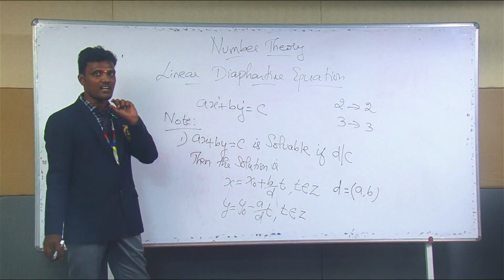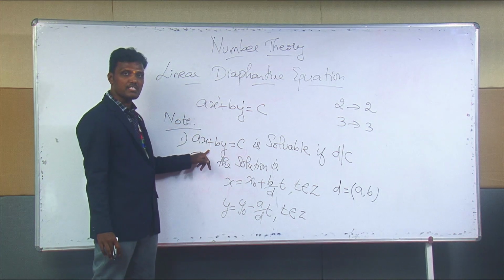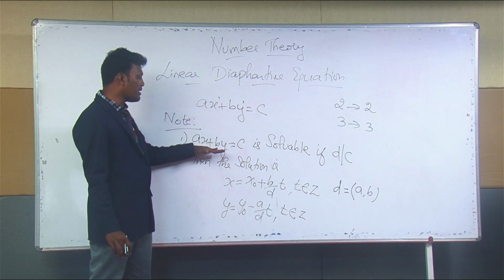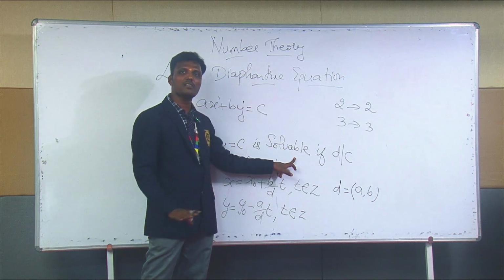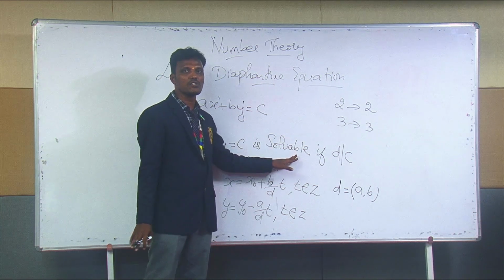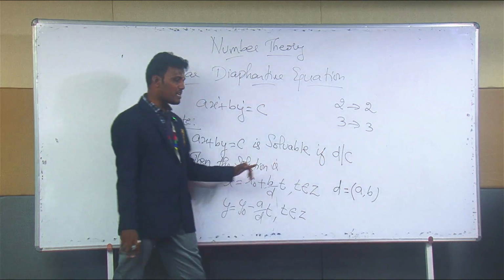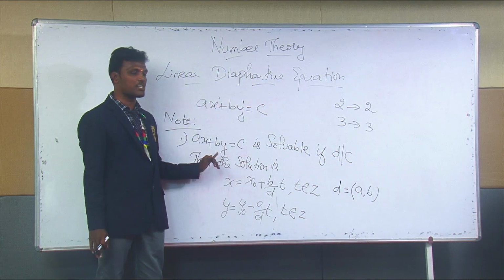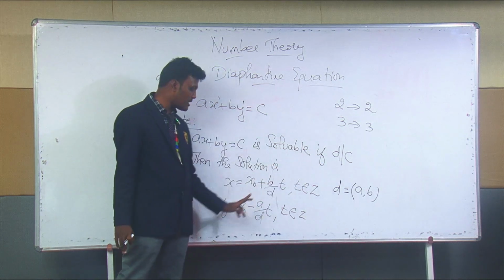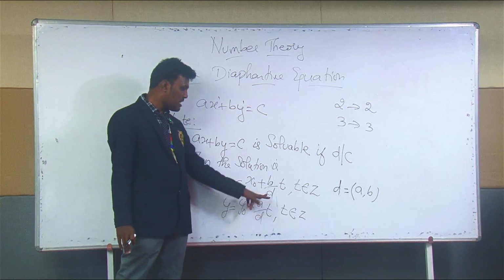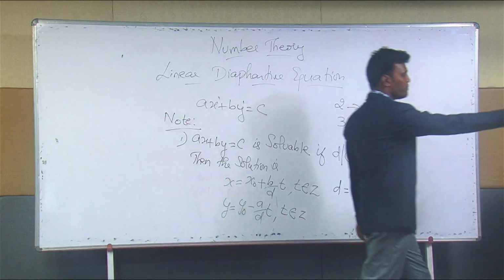Once again, to repeat the concept: the linear Diophantine equation general form is ax plus by equal to c. The solution exists when it is solvable. To check it is solvable, d divides c. Suppose the condition is satisfied, then the solution is x equal to x naught plus b by d into t, where t belongs to z, y equal to y naught minus a by d into t, t belongs to z. Then we move on to the problem.